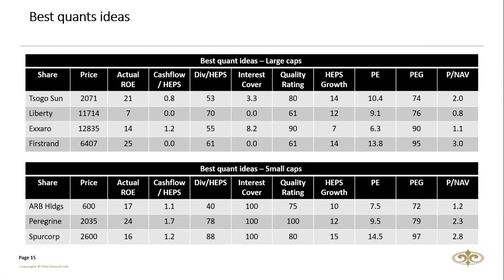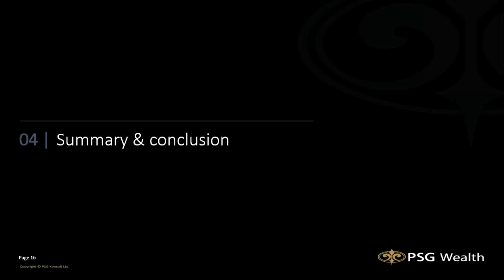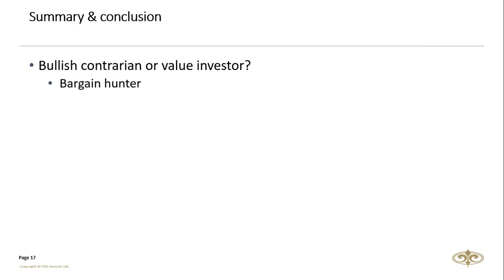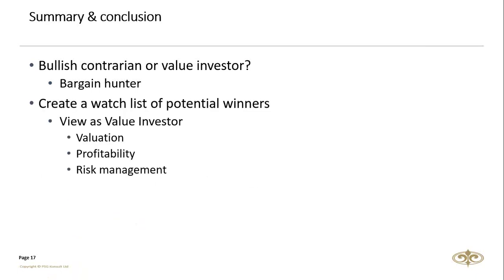Okay, so quickly, summary and conclusion before we handle any questions. Are you a bullish contrarian or you're a value investor? I believe they're both the same thing. Bottom line, you're a bargain hunter. But use those metrics I spoke about earlier on. And by the way, there's a whole lot of tutorials on our website, goes into more detail, how to understand those metrics a bit further. So remember, as a value investor, you're a bargain hunter. And then bottom line, what I suggest what you do is create a watch list of the potential winners. Scan the market using the value investor to help you look at valuation, profitability, and risk management.